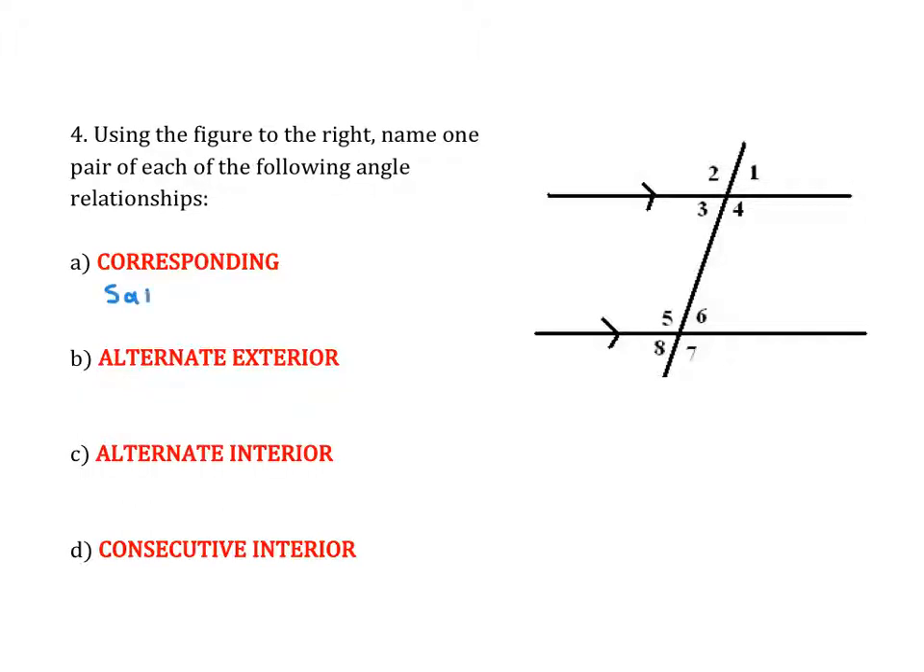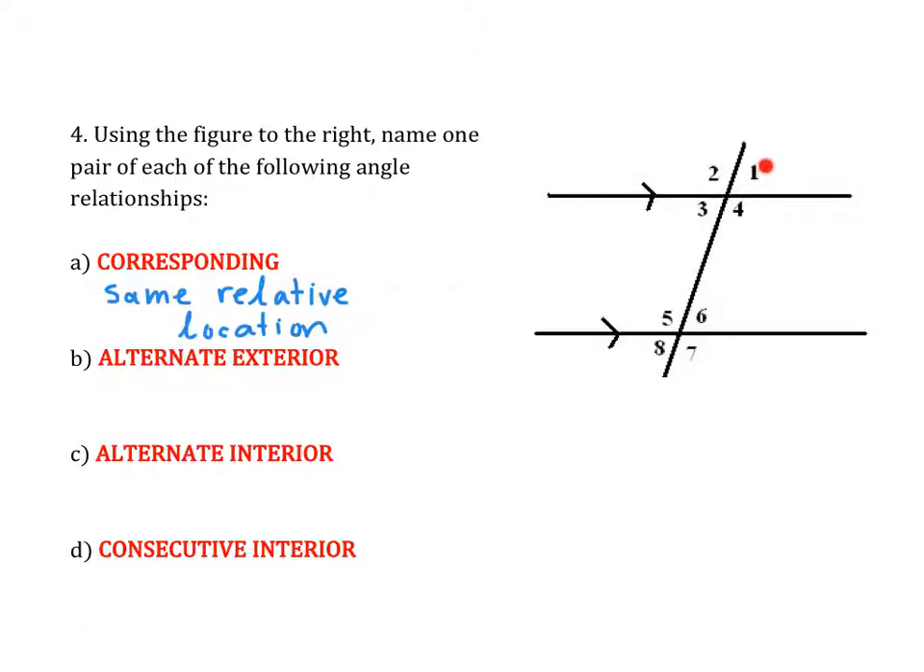Corresponding means that they are in the same relative location. So if you look at this, I like to kind of think of them as houses. So we have one house on the bottom and one house on the top. And there's 4 rooms. There's a room downstairs on the right, downstairs on the left, upstairs on the left, upstairs on the right. So we're trying to find the two numbers that are essentially in the same room.